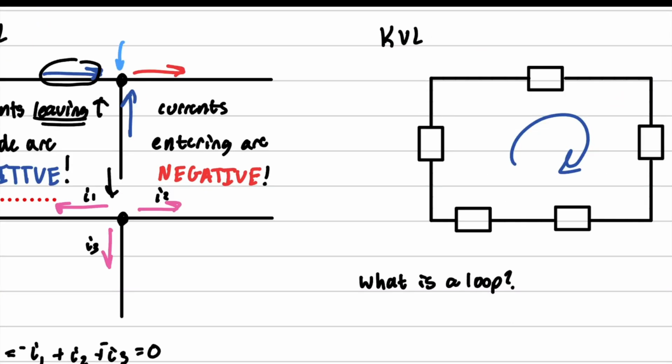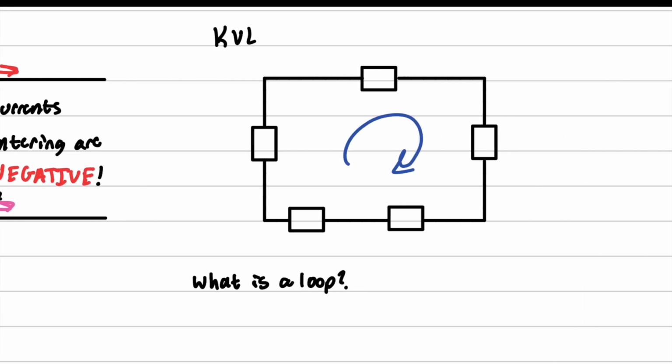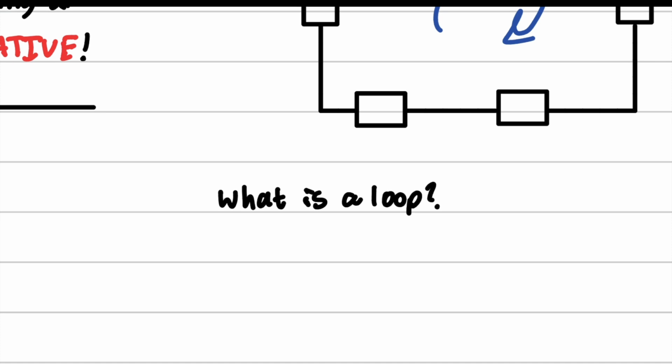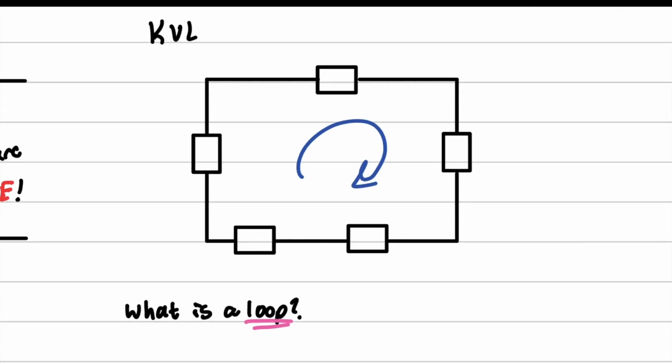Now, KVL. All right. So I have right here, what is a loop? We defined a node as a junction. A loop is any closed path. As you can see here, there is a closed path for current to flow. And this guy right here is I, current.